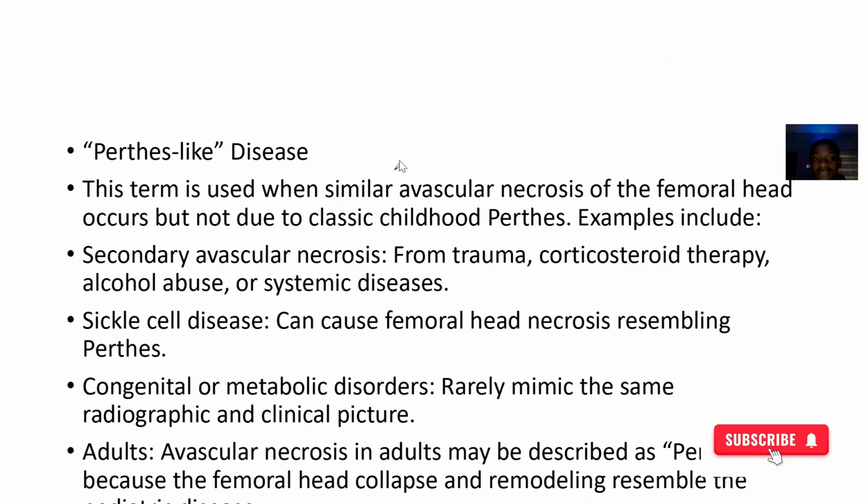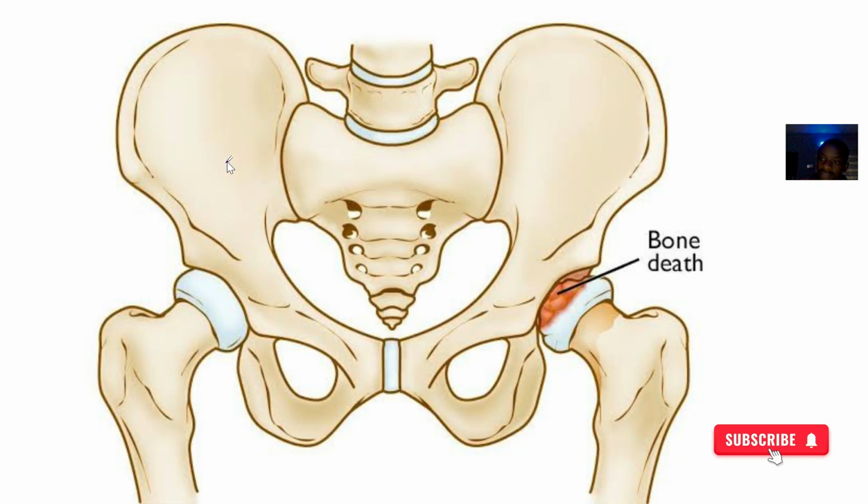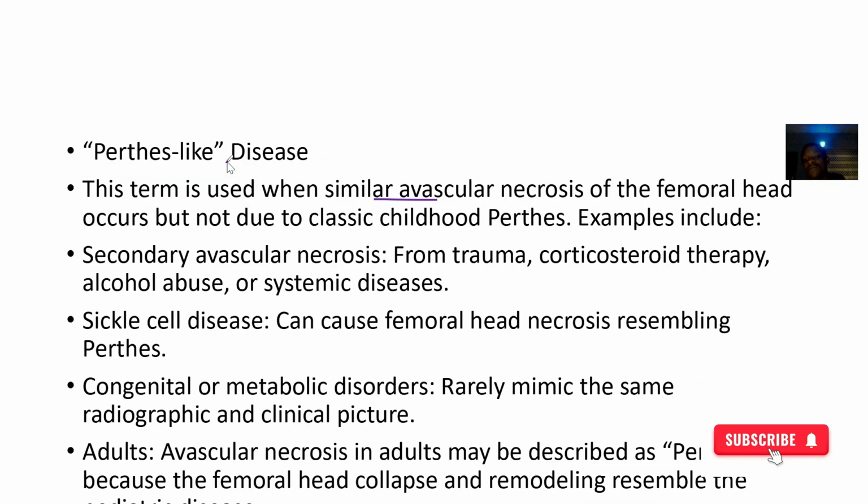So Perthes-like disease is just a term used when similar avascular necrosis of the femoral head occurs, but it's not classical like the childhood one. Do you understand? But there's a problem in the femoral head anyway.